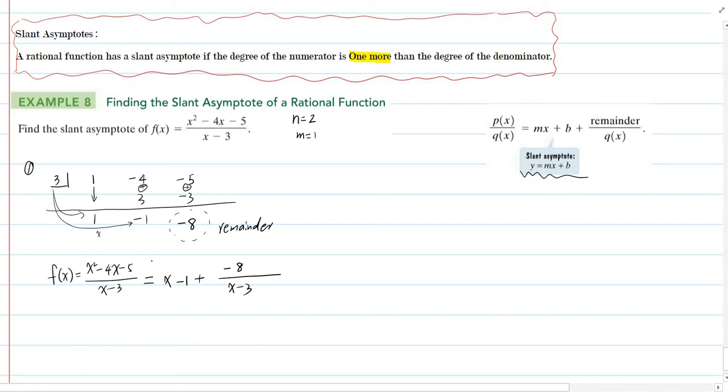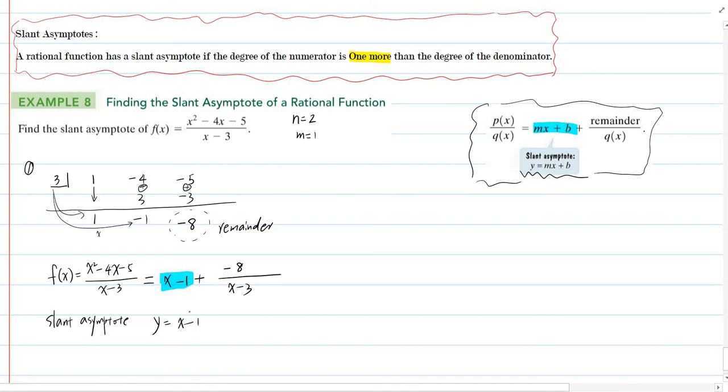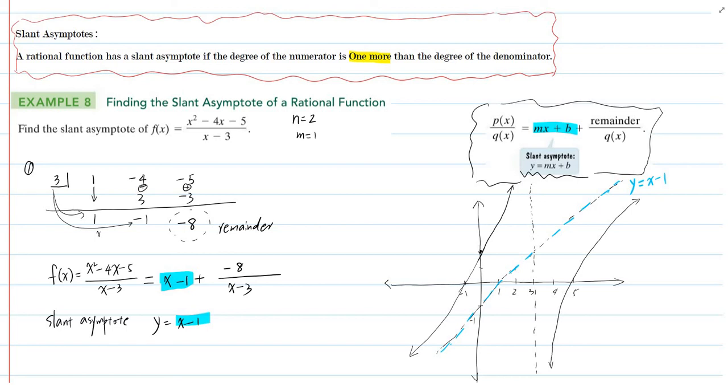So you've done this previously when dividing polynomials. If you look right here, what is the slant asymptote? The slant asymptote is just this portion. Let me go ahead and highlight this. This part is our slant asymptote. The slant asymptote is just going to be y equals x minus 1. So you're done here, because all they want you to do is find the slant asymptote. This question didn't ask you to graph it, but if we had a graph, this is what it would look like.